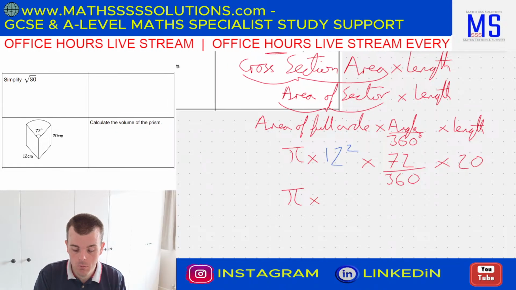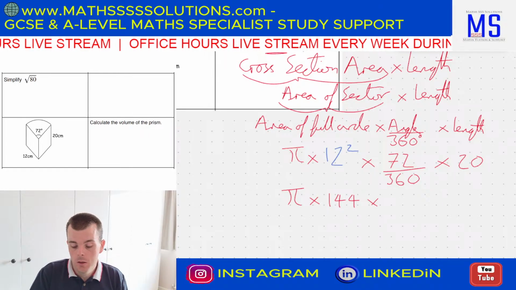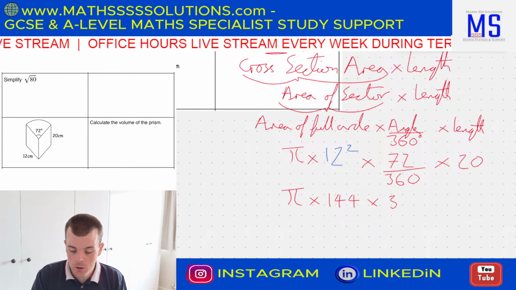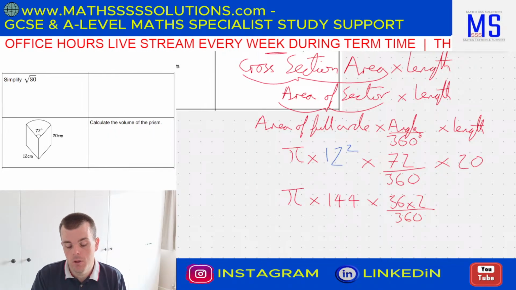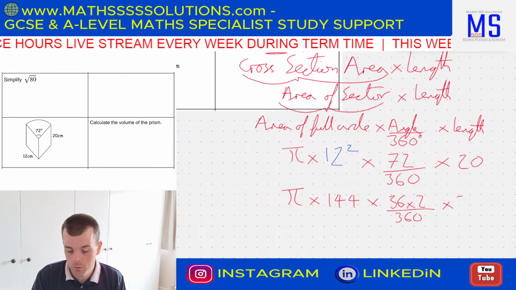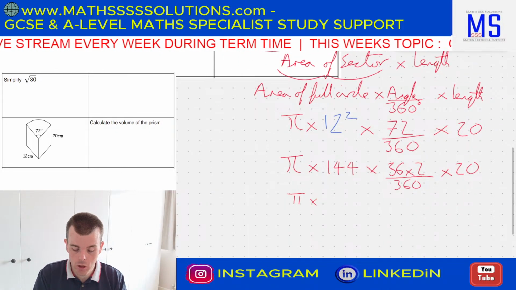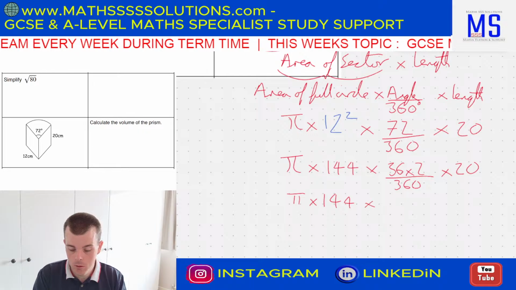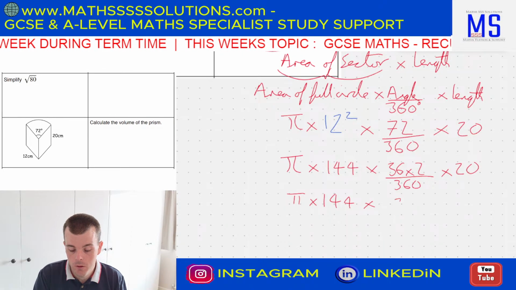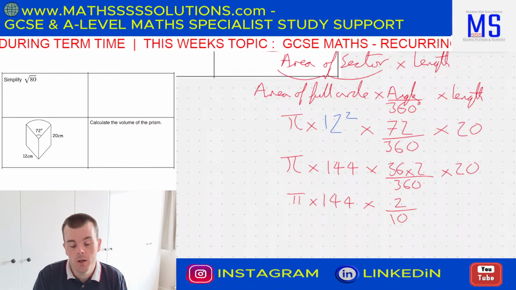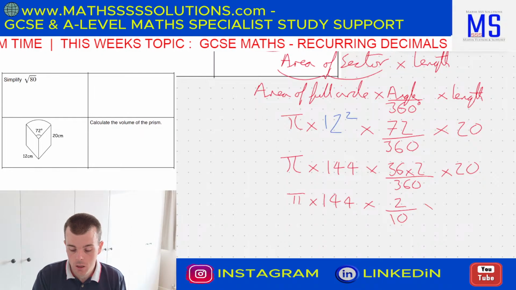Let's do pi times 144, that's 12 squared. 72 is actually 36 times 2. All I'm doing is trying to simplify that fraction as much as possible. Because if you notice, I'm trying to do it without a calculator, the 36 over the 360 cancels to 1/10, so you're left with 2 over 10 when you divide top and bottom of that fraction by 36, times 20.